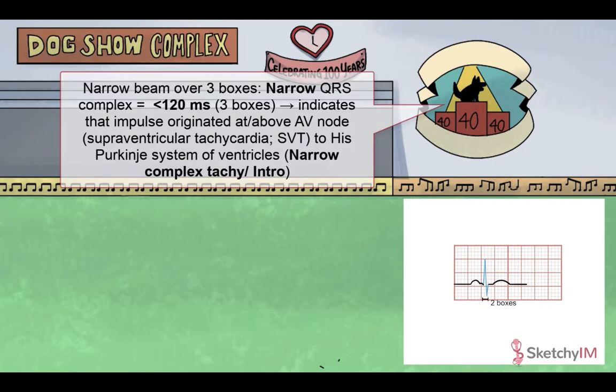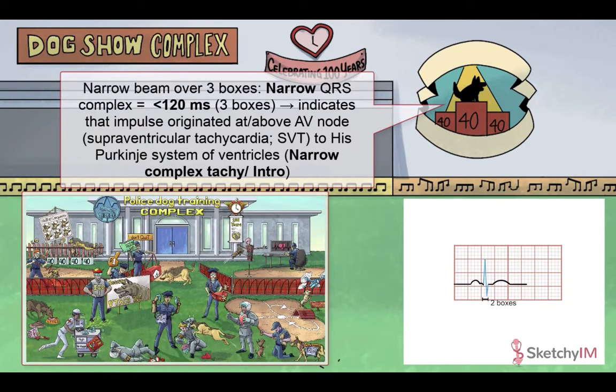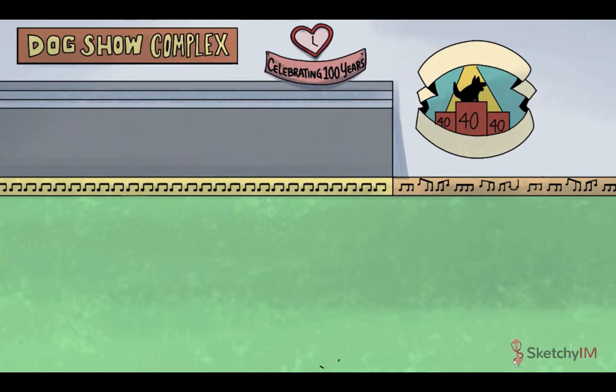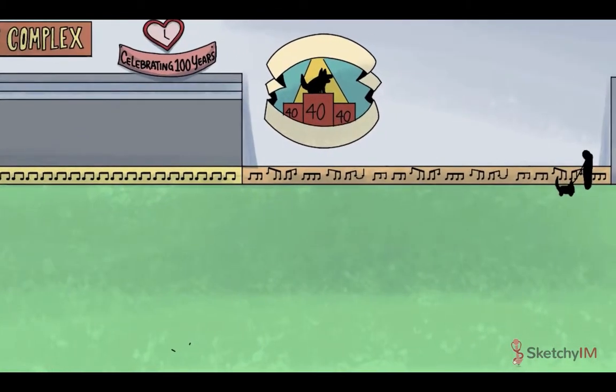Notice the dog show logo here. The beam of light is like the QRS spike, and it's narrower than the three boxes of the podium. We care about the width because it tells us if the beat passed through the AV node to hit the conduction system of the ventricle, which creates a narrow QRS. A wide QRS complex develops when the beat takes a sneaky shortcut to get to the ventricles, or if the beat originates in the ventricle itself. This is all covered in our wide complex tachycardia sketch over at the police station.